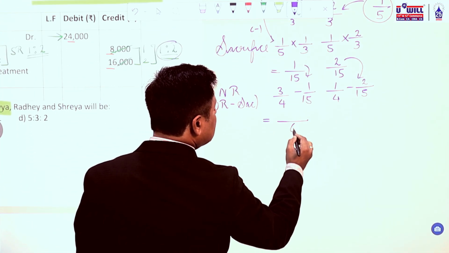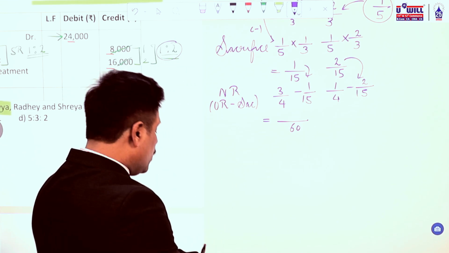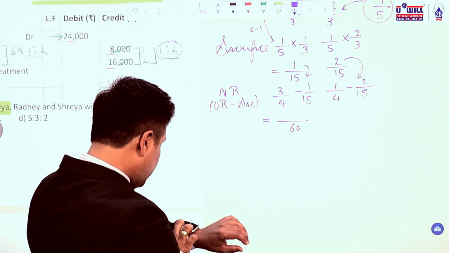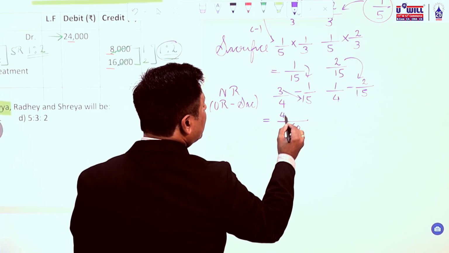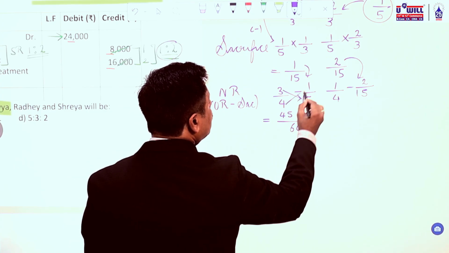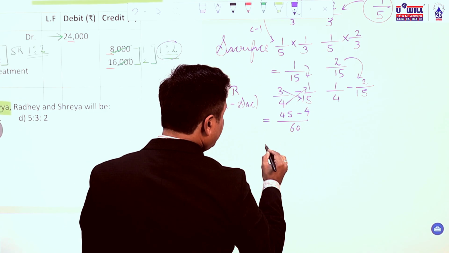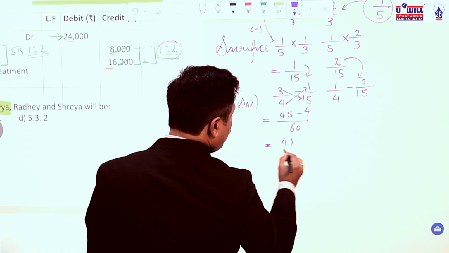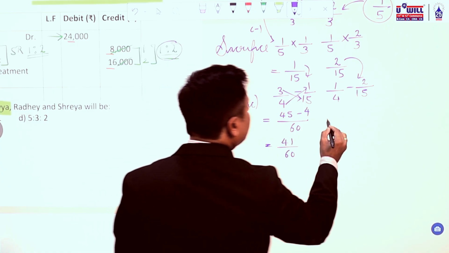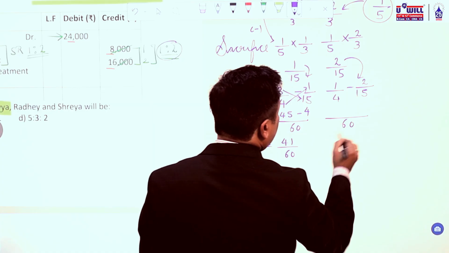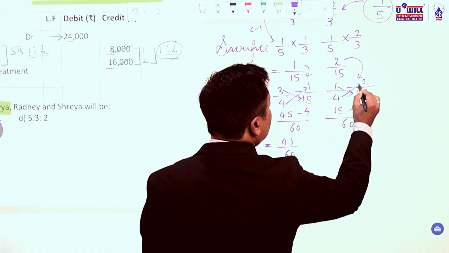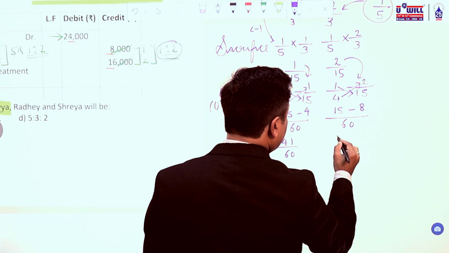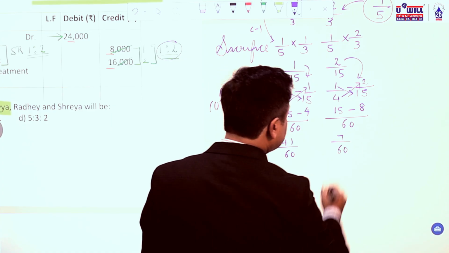15 into 4 LCM is 60. Now 3 into 15, 45, minus 4 into 1, 4. 45 minus 4, 41 by 60. Same way here, 4 into 15, 60. 1 into 15, 15, minus 4 into 2, 8. 15 minus 8, 7 by 60.